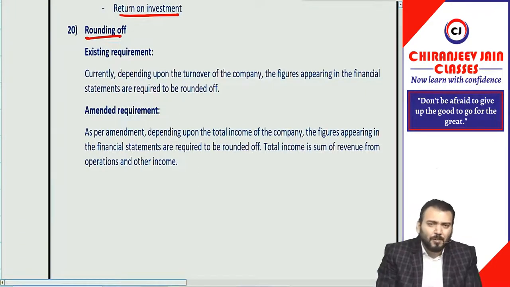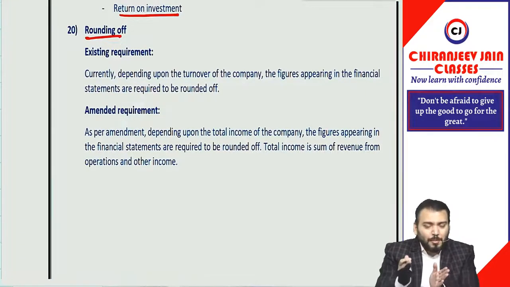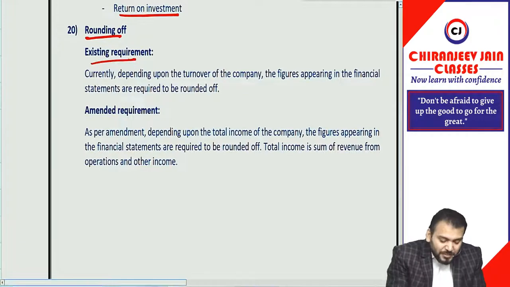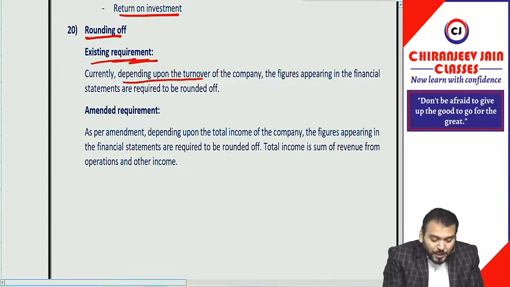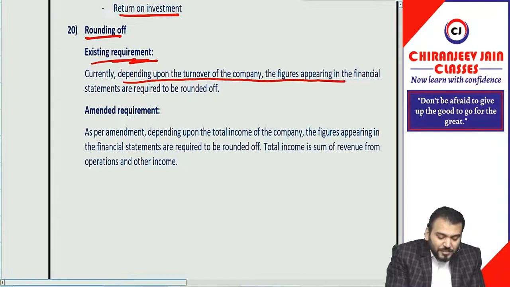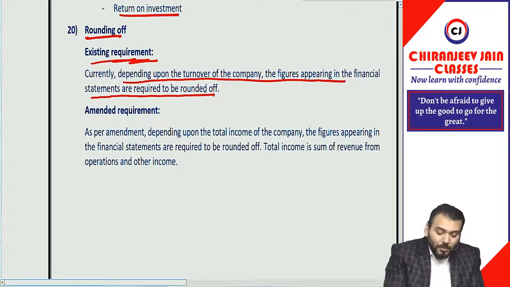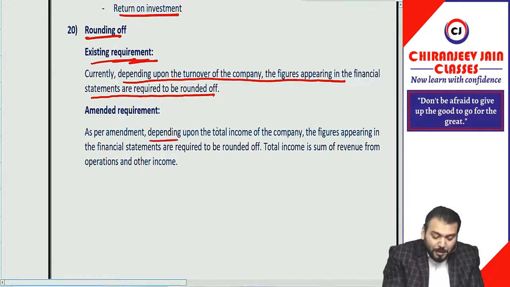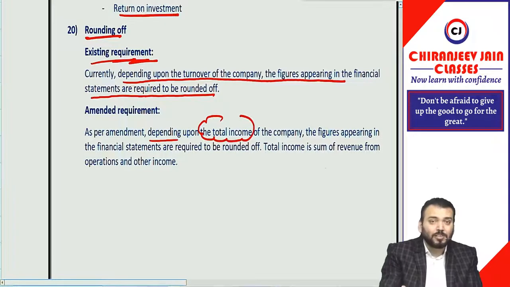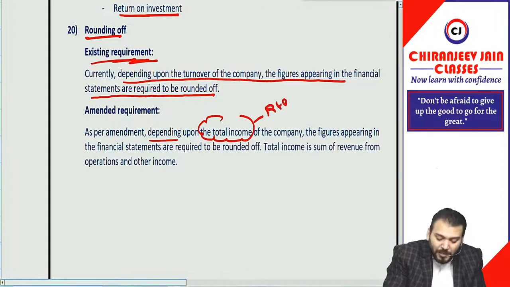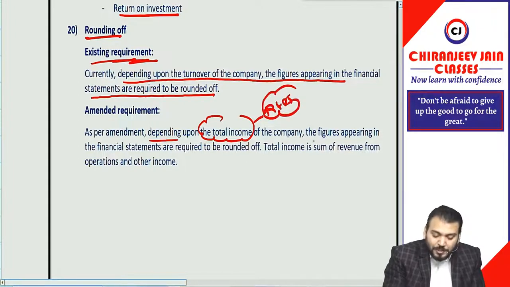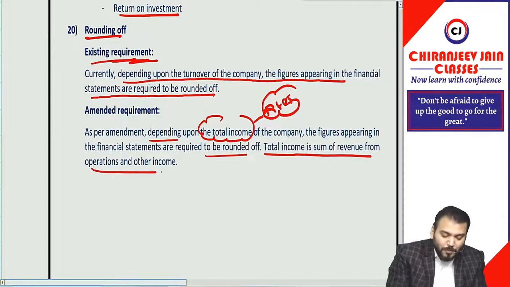Then rounding off. Previously, the rounding off we used to do in the amounts in the financial statement was based on turnover. Means as per the previous requirement, depending upon the turnover of the company, the figures appearing in the financial statement were required to be rounded off. But now, this turnover is changed to total income. As per the amendment, depending upon the total income of the company, the figures are rounded off. When I say total income, it will include revenue from operations plus other income. Total income is the sum of revenue from operations and other income.